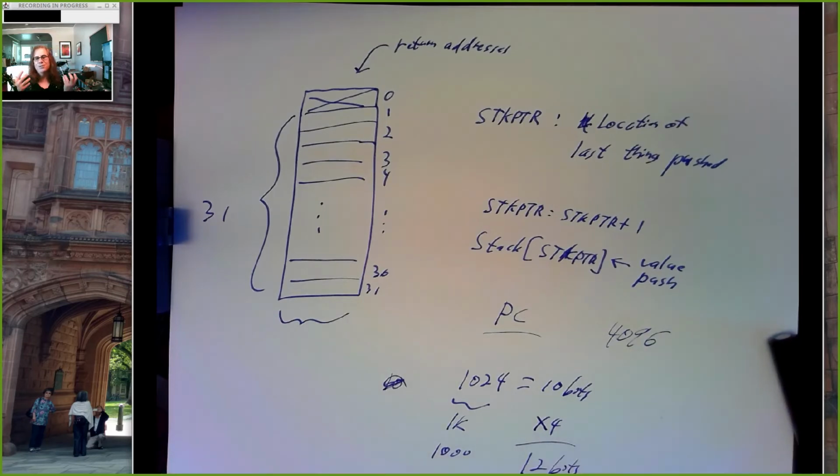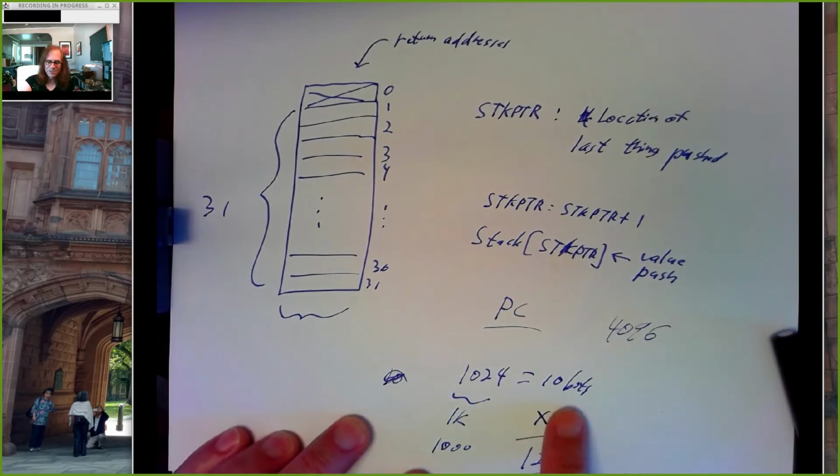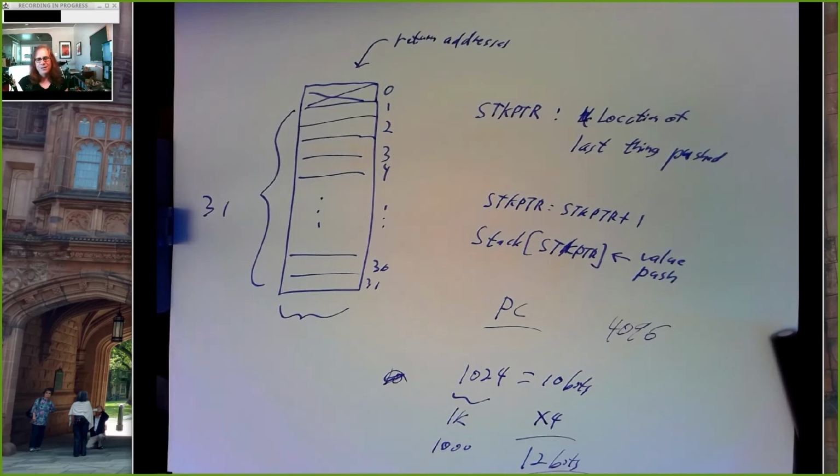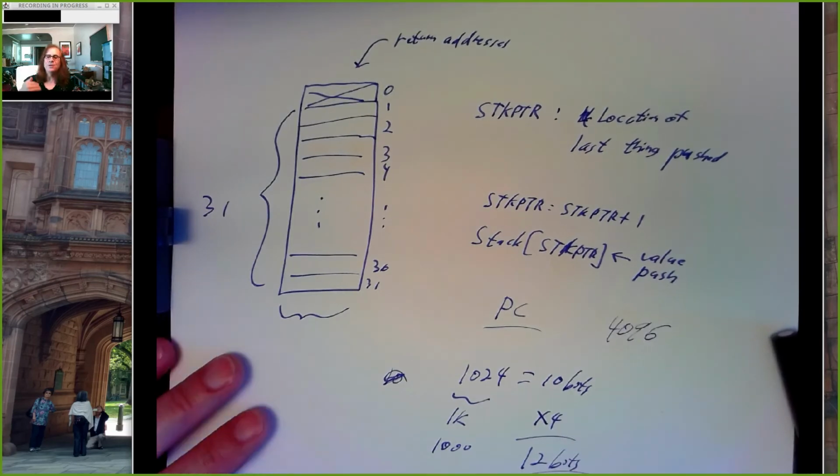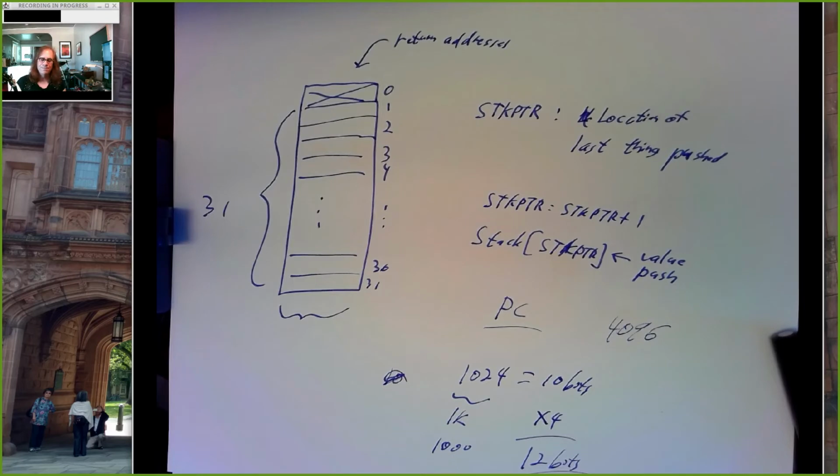If you had 1,000,000, 10 plus 10 is 20 bits. If you have 1,000,000,000, 10 plus 20 is 30. So every 10 bits takes you up to 1,000, 1,000,000, 1,000,000,000, 1,000,000,000,000, and so on. It's a quick rule of thumb.